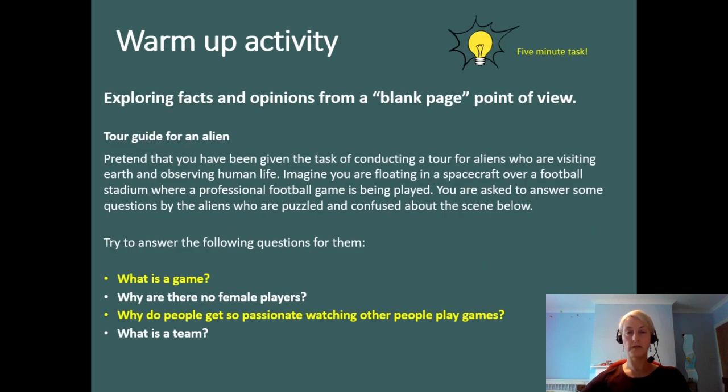So our first activity is a warm-up exercise, just 5 minutes. I'll talk you through this and then you can pause for a few moments, then come back, and we'll talk through some of these concepts. Imagine this activity: we're looking at facts and opinions from a blank page point of view.